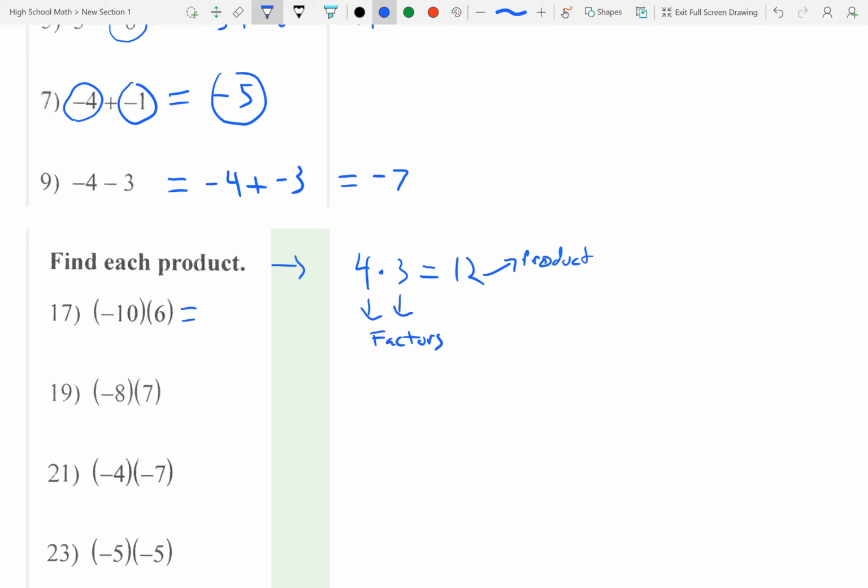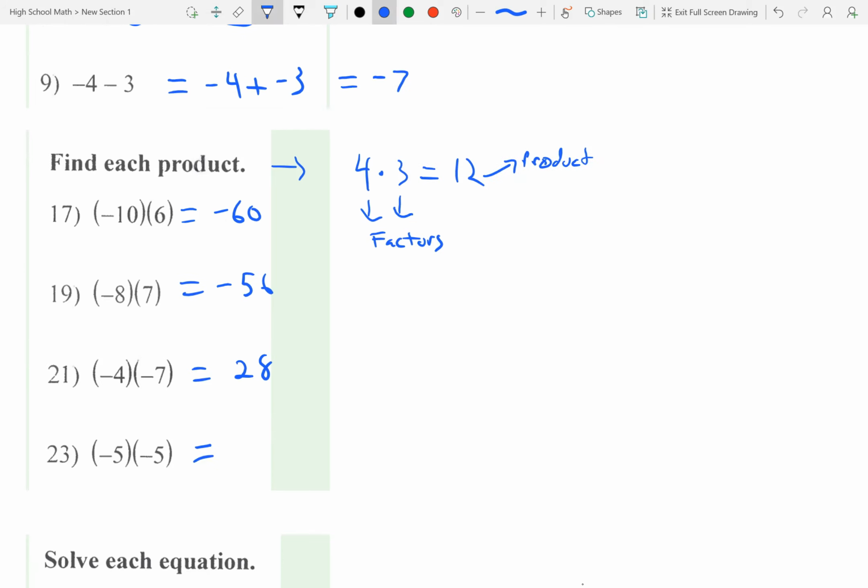Multiplication, division, very easy. If the signs are different, the result is negative. -10 times 6, -60. If the signs are different, the result is negative. -8 times 7, -56. Negative times positive, negative. If the signs are the same, the result is positive. 4 times 7 is 28. A negative times negative is positive. When the signs are different, the result is negative. Signs are same, the result is positive. -5 times -5, +25.